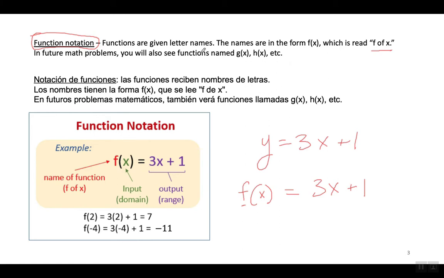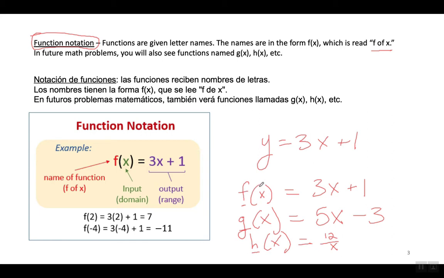But in future math problems, you'll see other function names, like it could say g of x equals whatever. I'm going to make something up, 5x minus 3. It could say h of x, just to make something else up, 12 over x. It could be anything. But basically, that's how you write them. They could put different letters here. The main one that they always use is f.